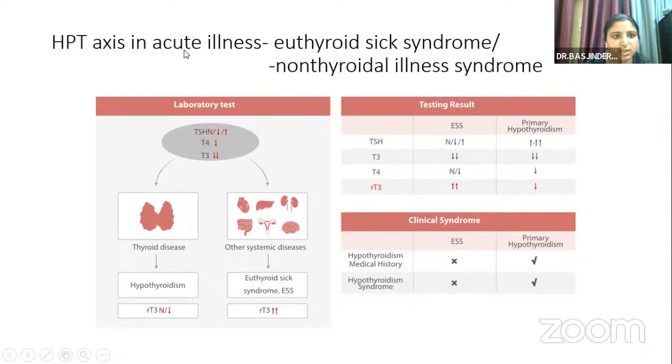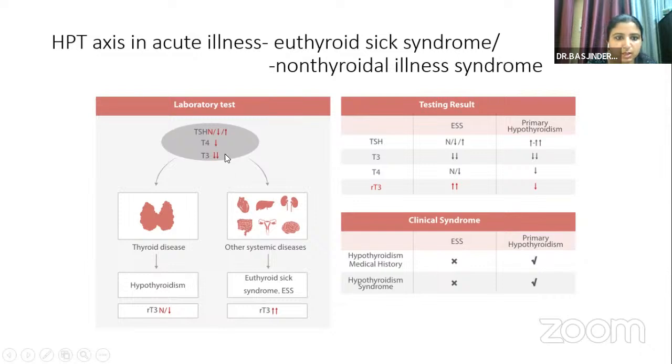The hypothalamus-pituitary axis in acute illness is called euthyroid sick syndrome or non-thyroidal illness syndrome. We'll see from this chart that in critical illness, when there is euthyroid sick syndrome, reverse T3 will be more, but TSH will be almost normal. You have to differentiate this condition from primary hypothyroidism. In primary hypothyroidism, the TSH will be more, and reverse T3 can be low. If there is a medical history of hypothyroidism, then primary hypothyroidism will be your diagnosis.